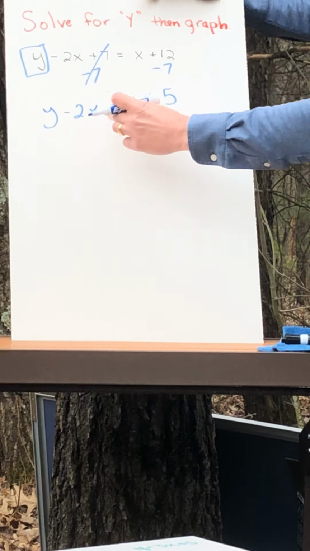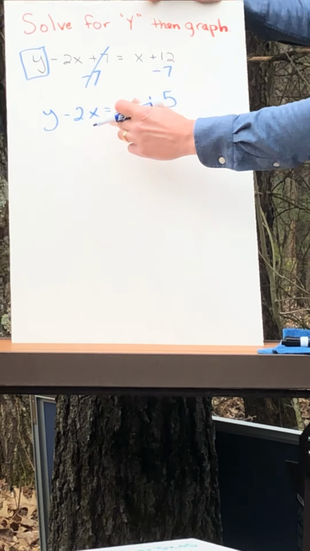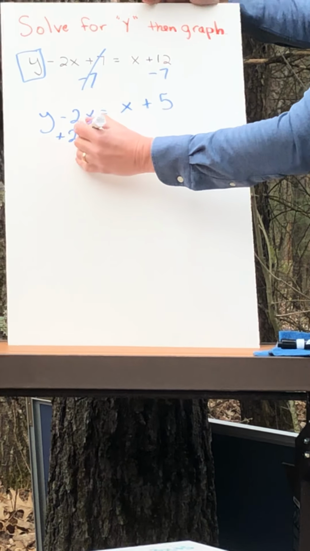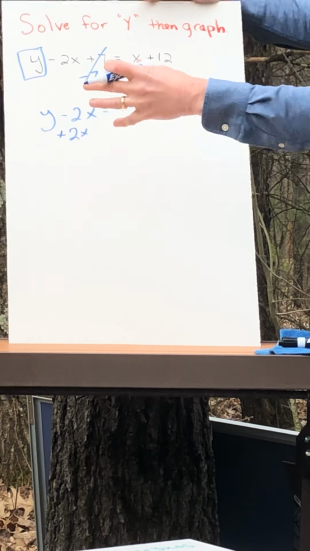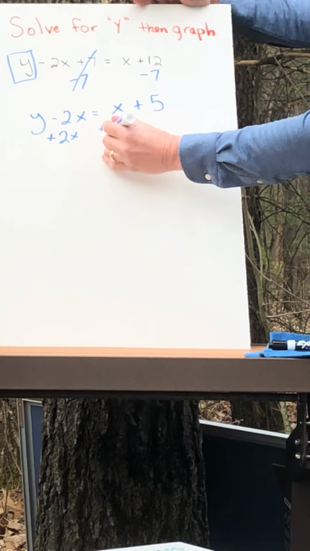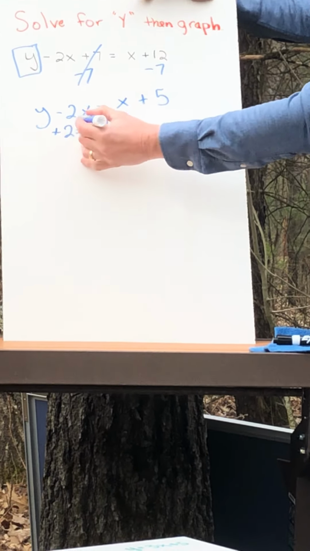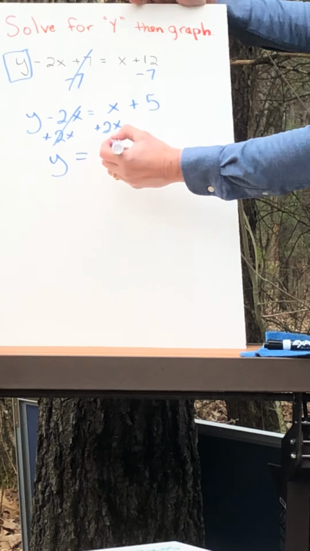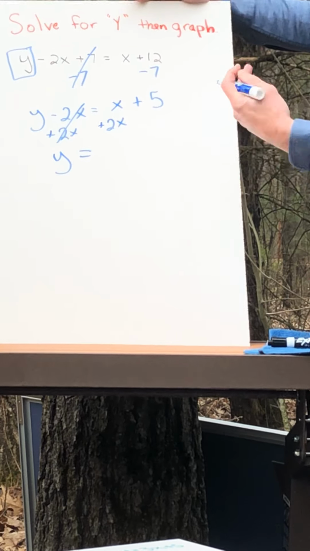Now I got to get this 2x over here. That's a minus 2x, so I'm going to do the opposite of that. I'm going to add a 2x. I'm going to grab that whole term, that 2x term, and bring it over here. So whatever I do to the left side, do to the right side. Minus 2x and a plus 2x, that equals 0. The y is now by itself. That's what our goal was, get the y by itself.